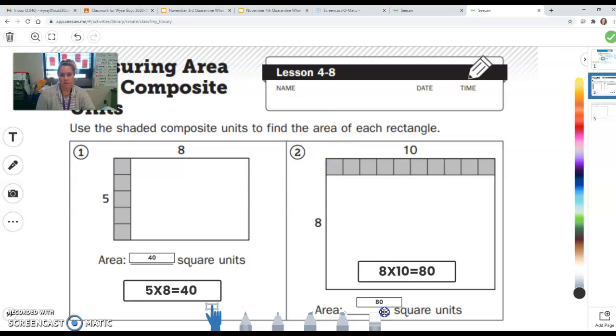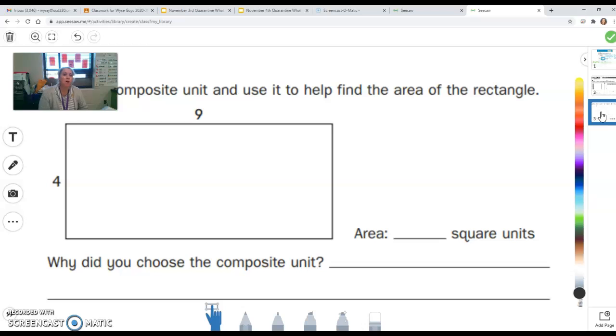Okay, so those are pretty easy if we just remember our length times width will give us our answer. On this last one, they want us to shade a composite unit to use to help find the area. We don't have anything shaded. So I am actually going to do half of this 4 and just create 2 units.